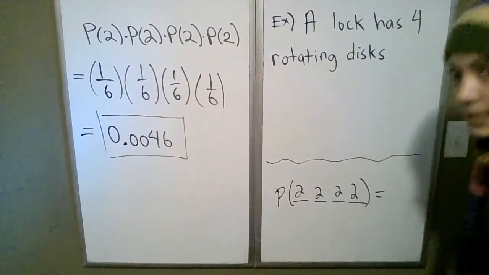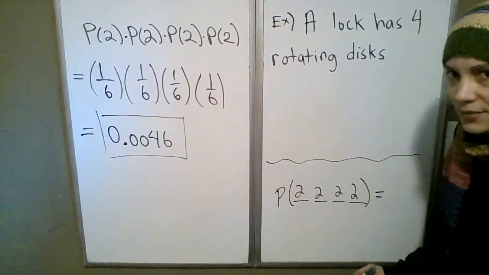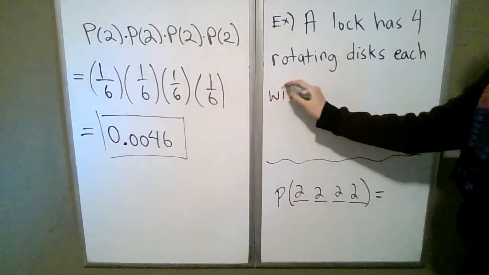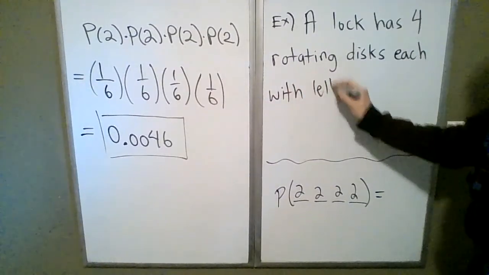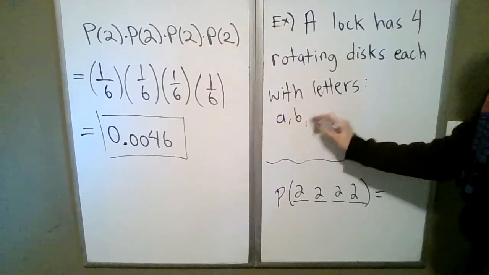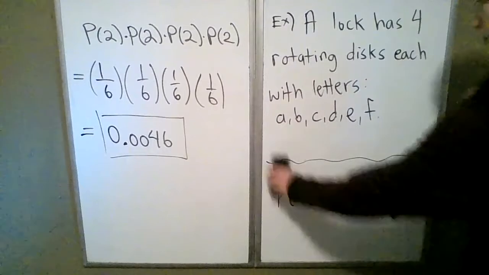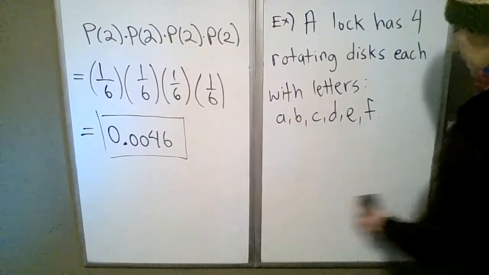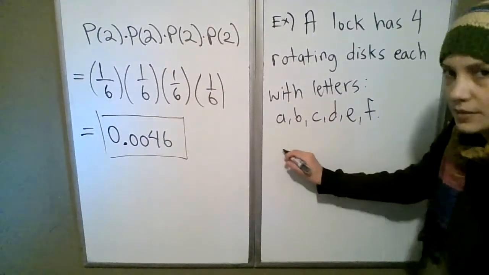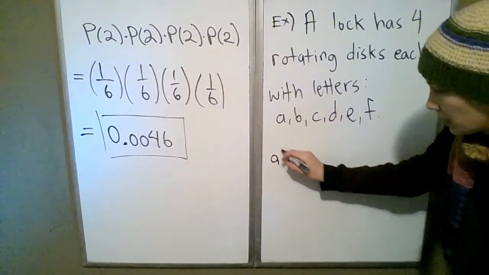Okay, each disc has letters A, B, C, D, E, and F. And then split this into two parts. The first part is A, how many lock codes are possible?